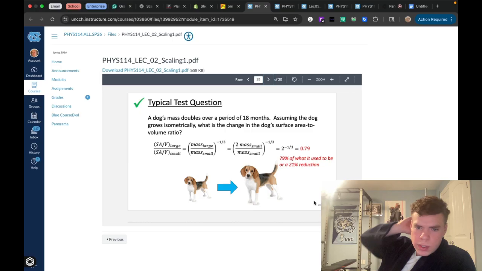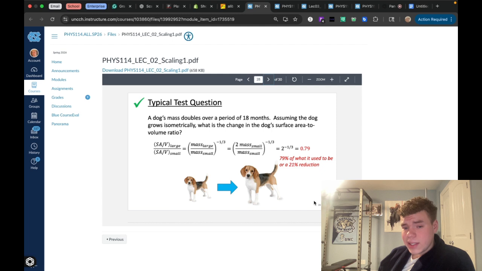Yeah, so you do 2 to the negative one third, and that'll be 0.79. So what is the change in the dog? 79% of what it used to be, or a 21% reduction, but it got bigger. So a dog's mass doubles. What is the change in the dog's surface area to volume ratio?